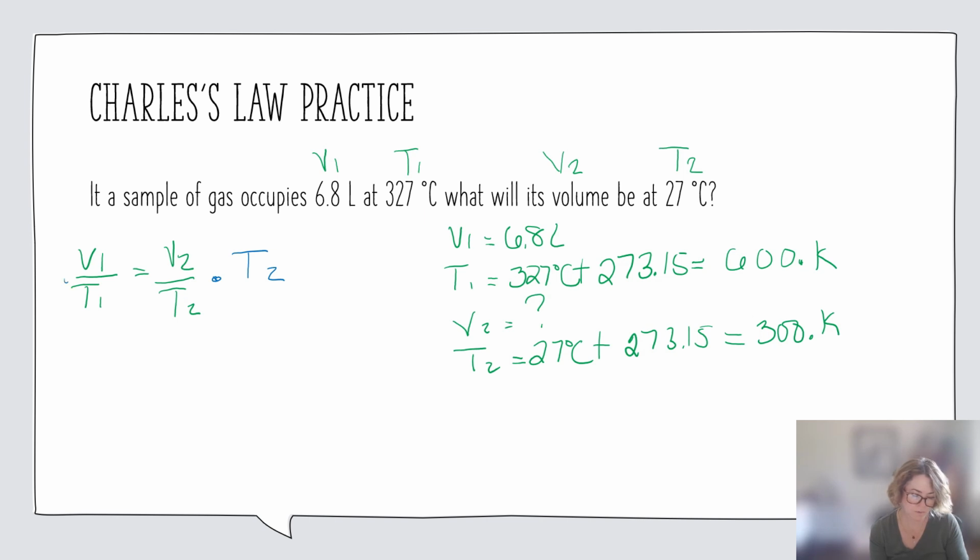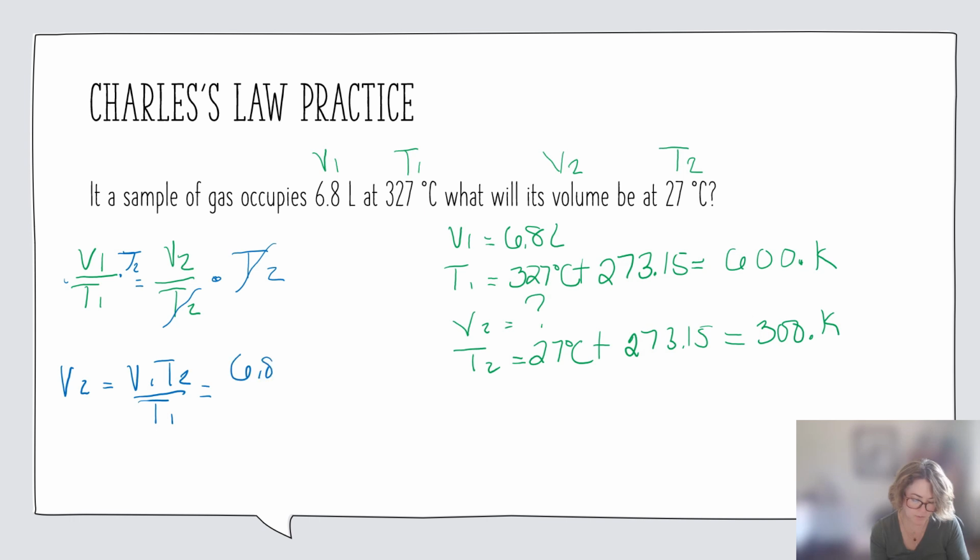So I'm going to multiply both sides by T2. Right, so T2 will cancel. And so V2 is going to be equal to V1 T2 over T1. I just want to go ahead and plug my numbers in.